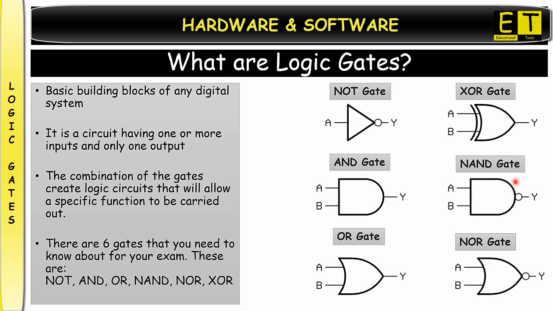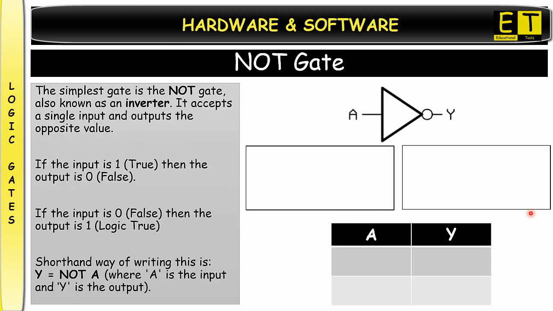There are 6 gates that you need to know about for your exam. These are NOT, AND, OR, NAND, NOR, and the XOR gate. For your exam, you should be able to label each one of these gates, draw them, produce a truth table for each of the gates, and also explain how they work.